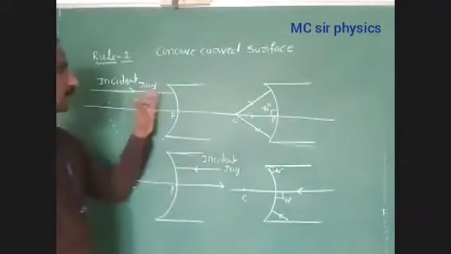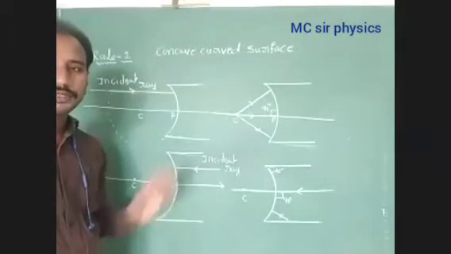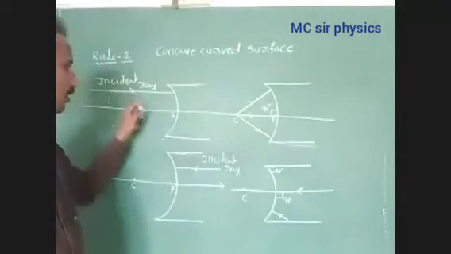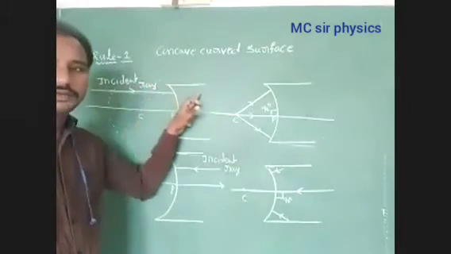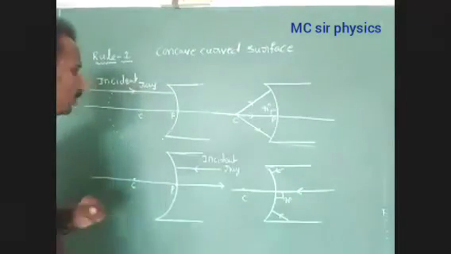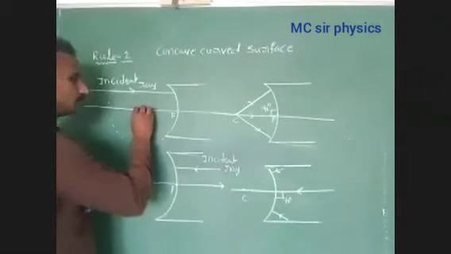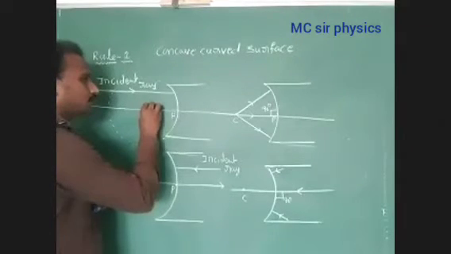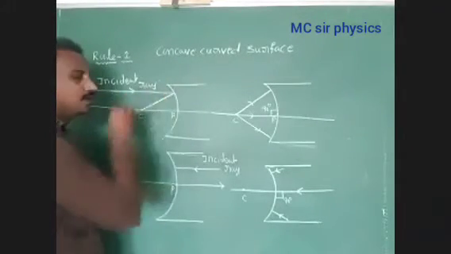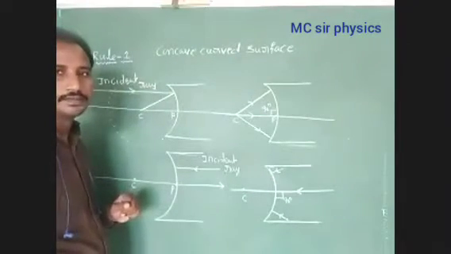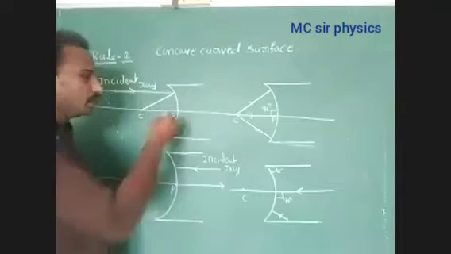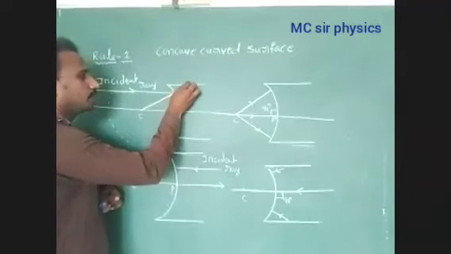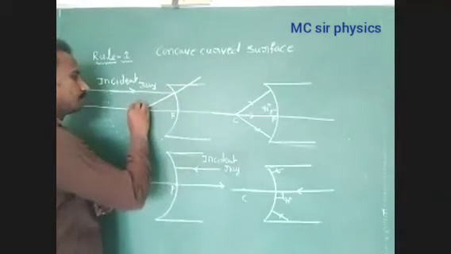Now tell me the direction of the refracted ray. What is the direction of the incident ray? From the rarer optical medium to the denser optical medium. Draw the normal first. What is the direction of the normal? The normal is always perpendicular to the curved surface. In which medium do we consider it? In the rarer optical medium and in the denser optical medium, we identify this normal.